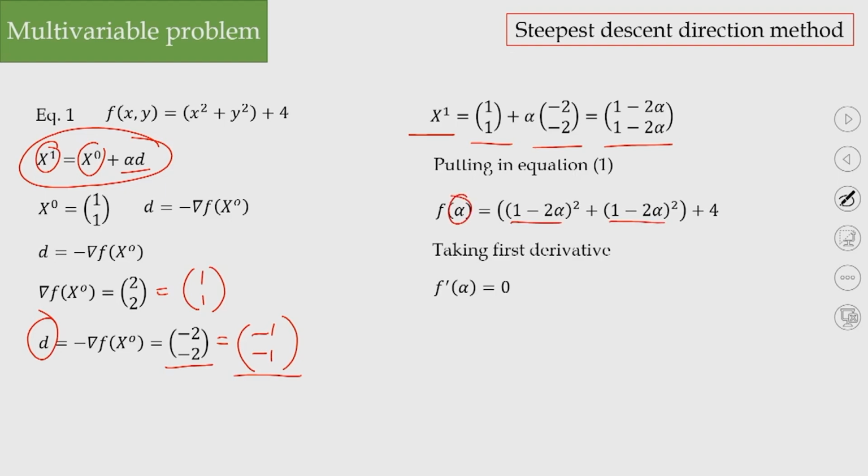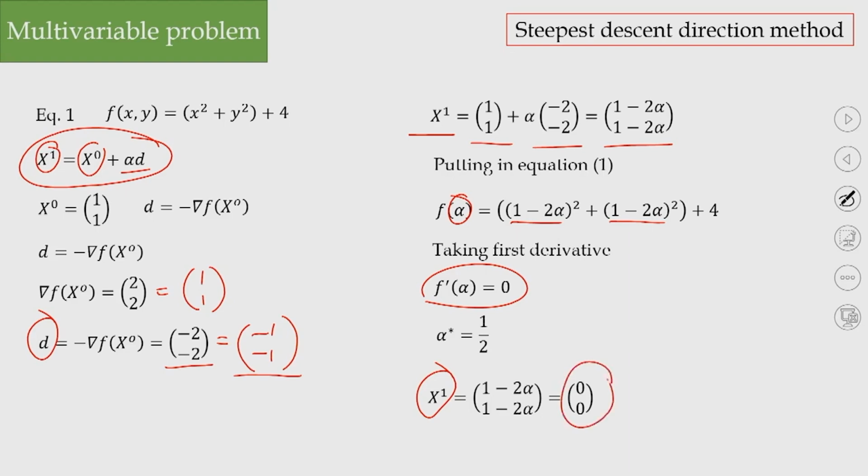Now, this equation is in terms of alpha. Now, you take the first derivative, apply the necessary condition, and you can find out the optimal value of alpha. So, in this case the optimal value of alpha is half. Therefore, x 1 is equal to 1 minus twice alpha, with alpha half. So, you are getting 0 0. In this case this is the optimal solution of this problem.